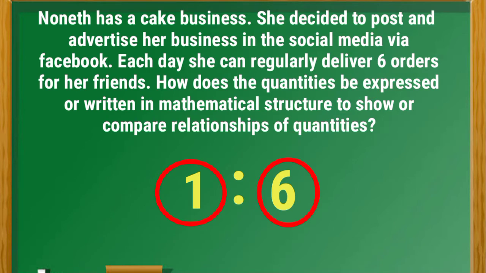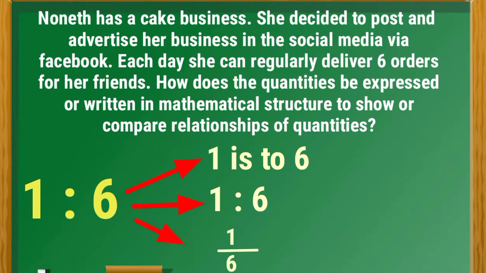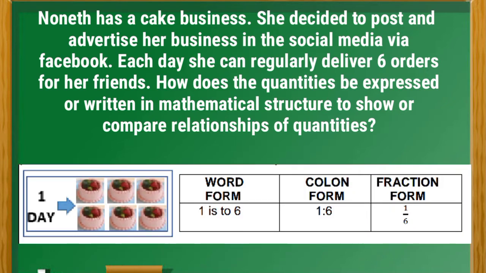Comparing 2 or more quantities is what we call ratio. We come to mathematical structure to easily emphasize relationships between quantities. Ratio can be expressed in different ways, namely word form, column form, and fraction form. It must be expressed in simplest form, which means that the terms are relatively prime to each other. Check this out in the table.